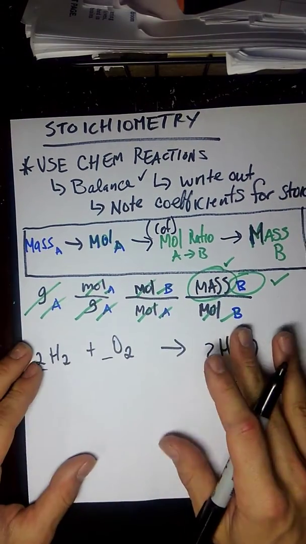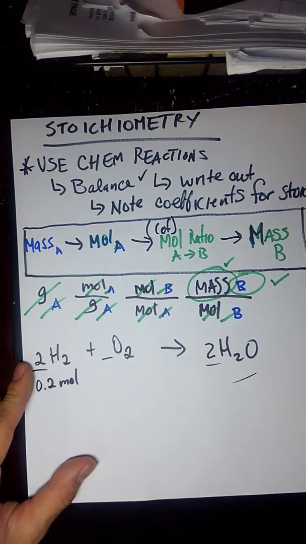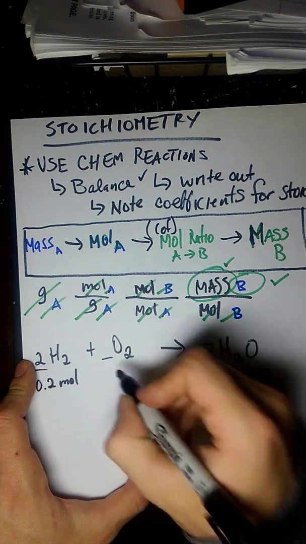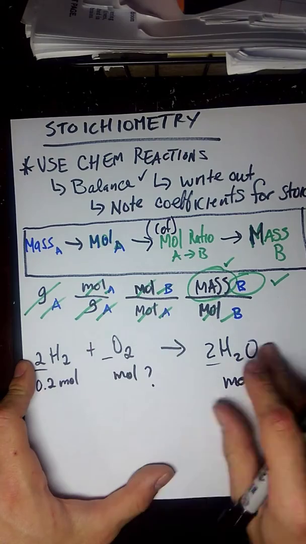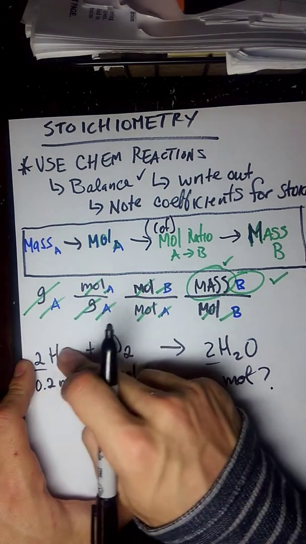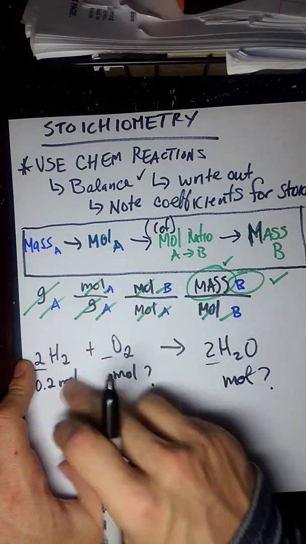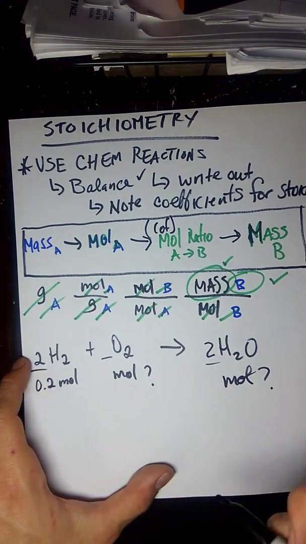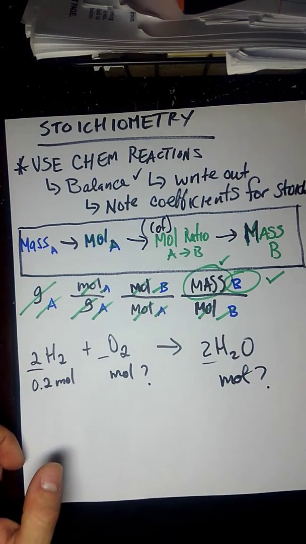Okay, so if I'm given 0.2 moles of H2, maybe I want to find how many moles of H2O are produced. And then maybe I also want to find how many moles of O2 are needed to react with this many moles of H2. That's limiting reactant and excess reactant stuff, and we'll get to that at a different time in a different video. But I just want to show the basics here of how we're going to convert to find this, okay?